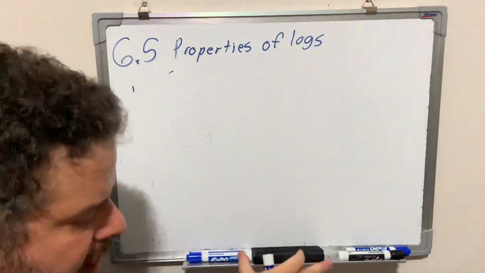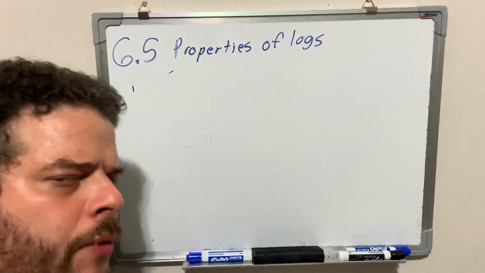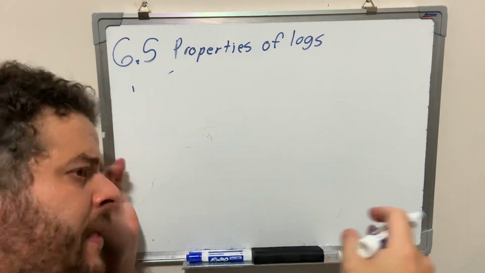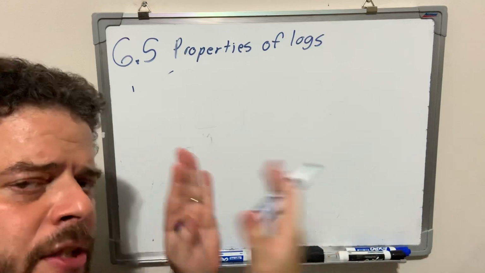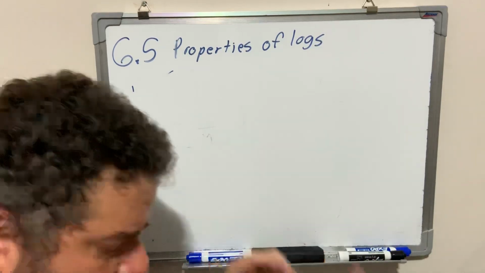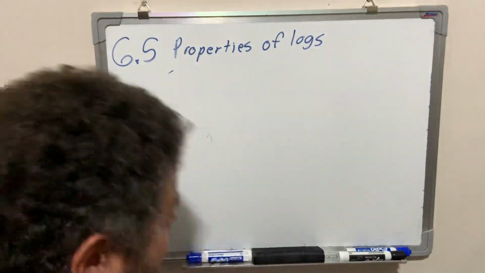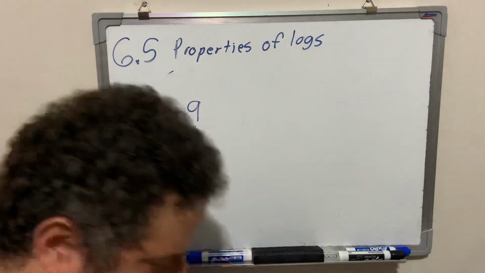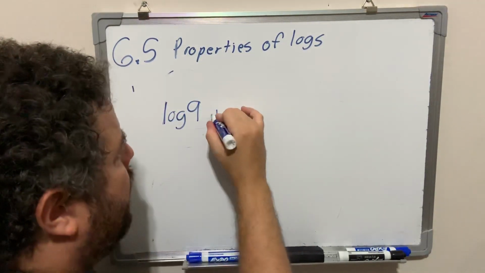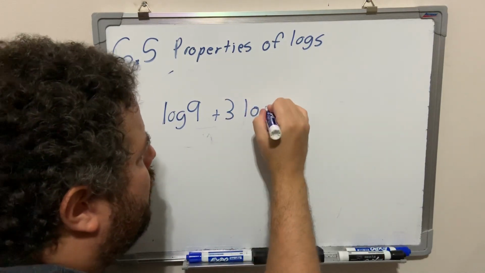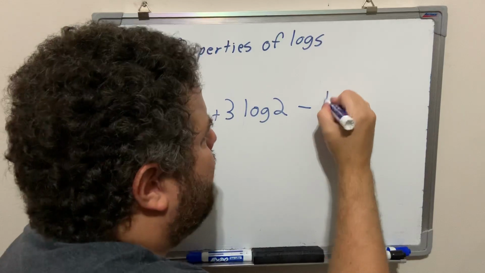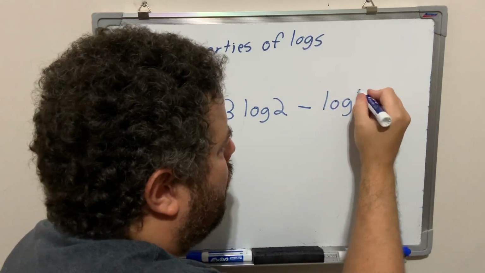Now let's go over example 3, which is the last of the 3 examples we're going to be going over today. Example 3 is condensing. I begin with a very, very big log, and then I just try to fuse it all into one. So let's see. I'm given log 9 plus 3 log 2 minus log 3.